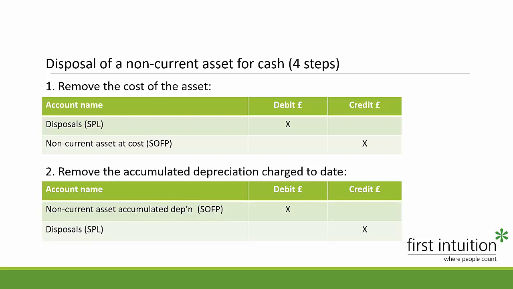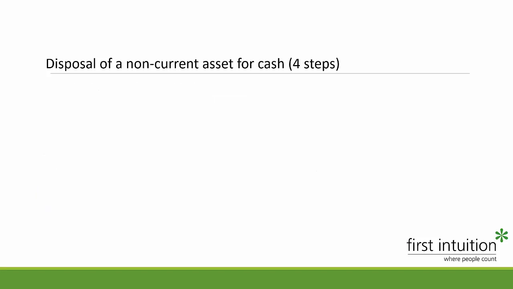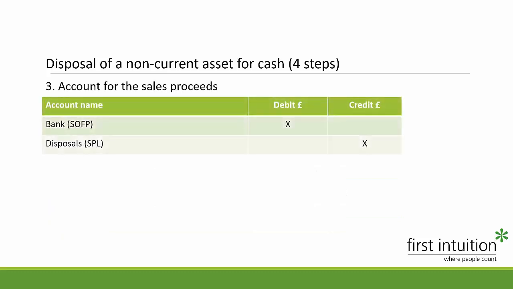So this bit is relatively straightforward. People are quite okay with this bit. It's when we start looking at, for example, part exchange allowances and stuff like that. So let's just keep moving on with this. And again, we're going to account for any sales proceeds. Quite straightforward. So we're going to debit the bank to signal any money coming into us. And again, by the rules of double entry, we're just going to credit the disposals account.